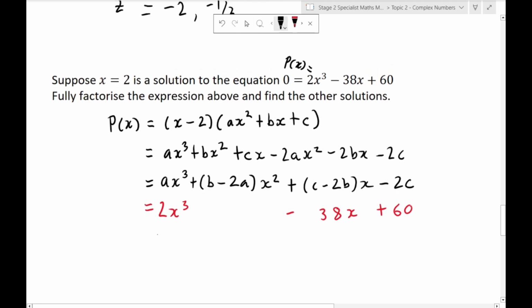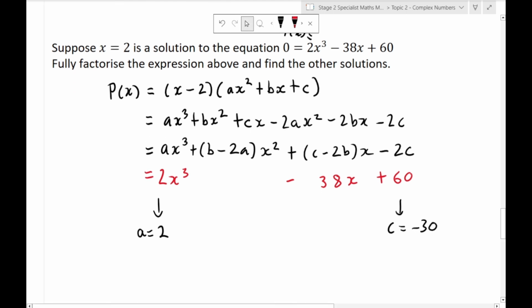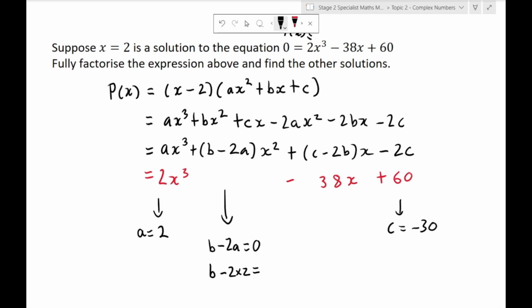So we can probably read off what some of our solutions are here. a equals 2 from that first bit. And here, if minus 2c equals 60, that tells us that c has to be minus 30. All right, now to get the other one, we can read off maybe this bit here. b minus 2a is supposed to equal nothing. So that's b minus 2 times 2 should be nothing because a was 2. So b would be 4.